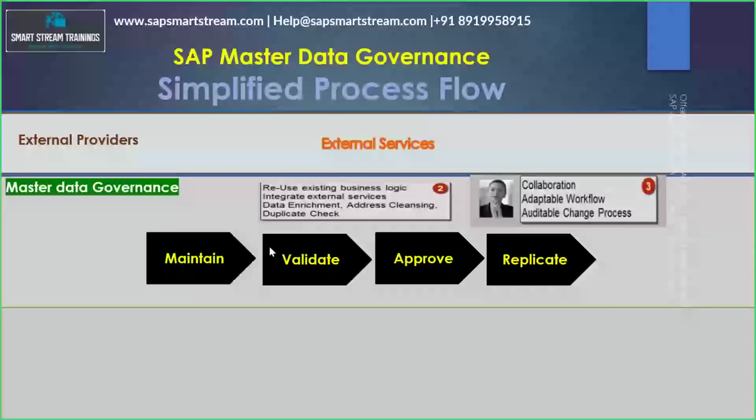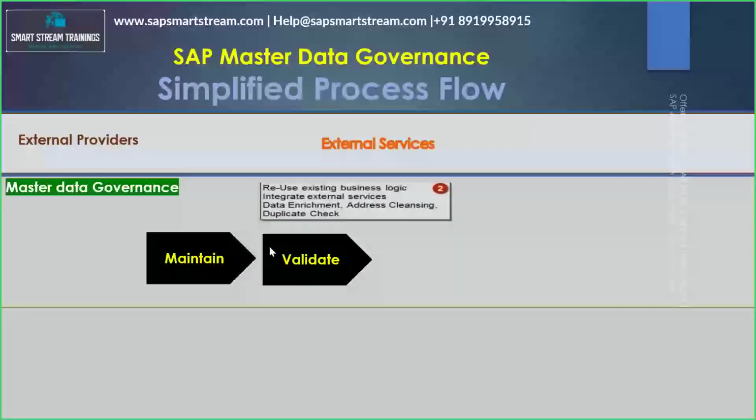No problem. So now tell me, guys, how do we interact with the MDG system? As a user, how do we interact with the MDG system? Generally, in real time, for example, if you need to raise a change request related to an address change, mobile number change, or mail ID, how do you raise a request?